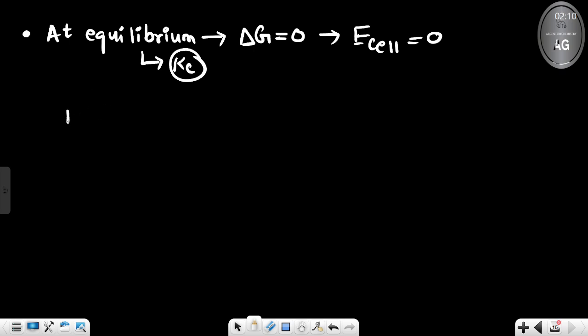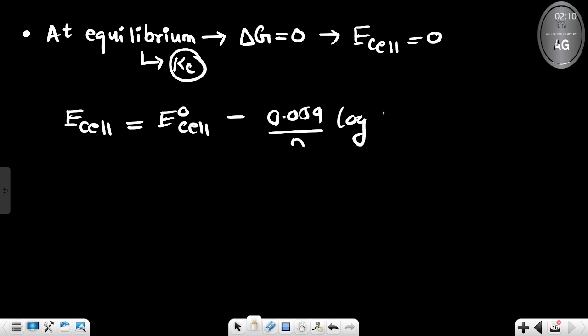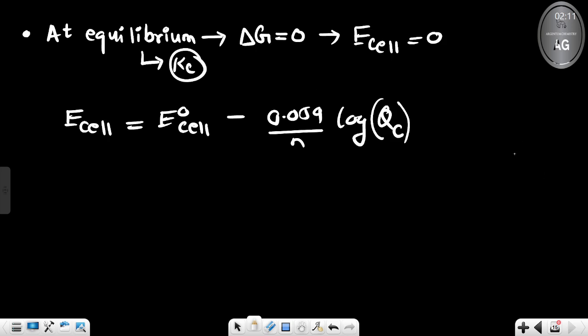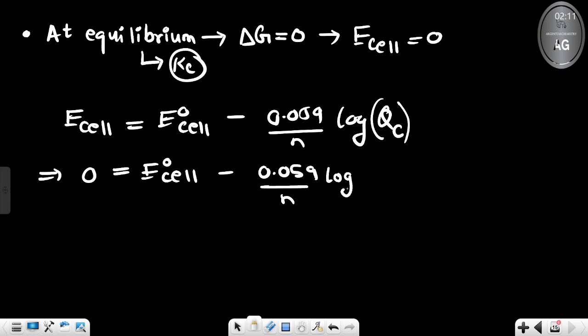So the equation we wrote was E cell equal to E0 cell minus 0.059 by n log Qc. Can I write it as Qc? Because at any other point, if I am defining this, I can call it Qc, the reaction coefficient, just the way you find Kc. At equilibrium, E cell is 0, and this becomes E0 cell equal to 0.059 upon n, and log Qc becomes log Kc.